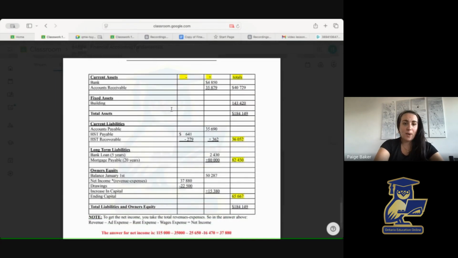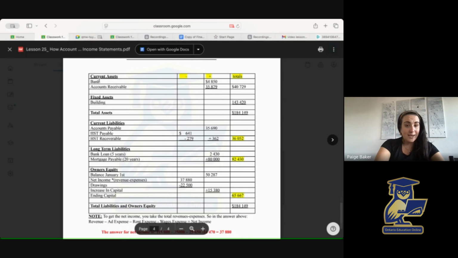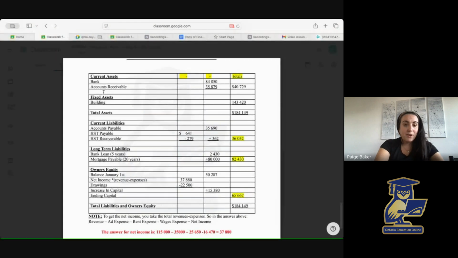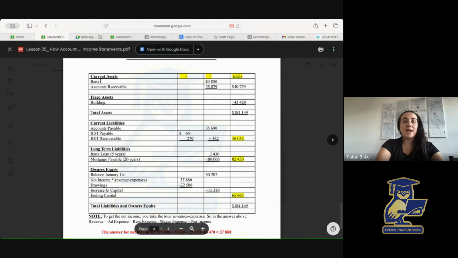Okay, now we first have our current assets. Okay, so our current assets are assets that will be converted into cash or used up during the next year. So bank, accounts receivable, those in this example are our current assets. Okay, now you can see that we have our 3 columns over here. Now the first column is the column we're going to use if we have to do any subtraction. The second column is where we are going to do our addition. And our third column is just going to have our totals.